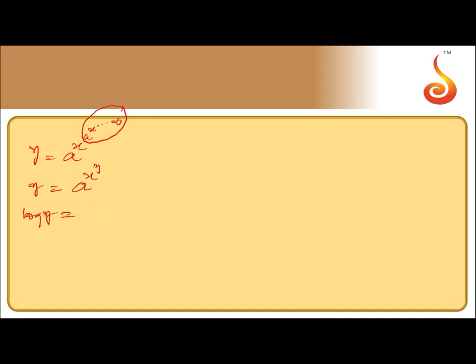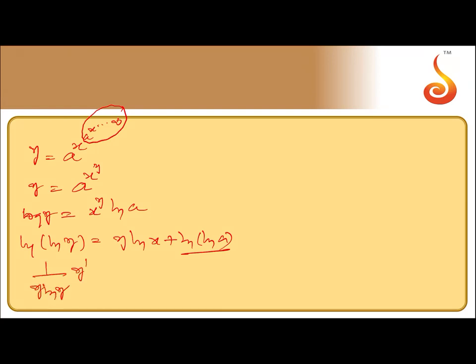Taking logarithms on both sides, log y is equal to x to the power of y log a. Again taking logarithm, log of log y is equal to y log x plus log of log a. But this is a constant, derivative is 0. And the derivative of this one is 1 divided by y log y into y dash, is equal to y dash log x plus y by x. Taking y dash common here, it is (1 by y log y minus log x) y dash is equal to y by x.